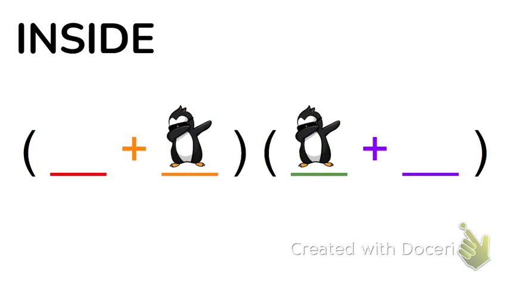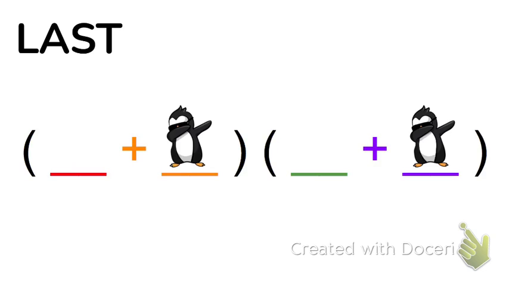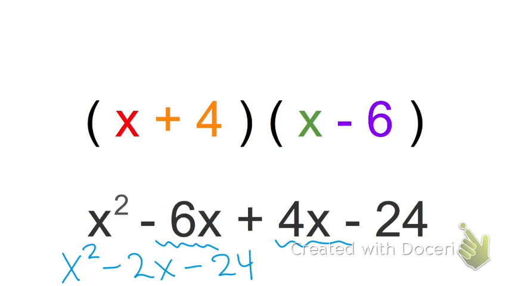Then you do the inside terms. These are the two terms in the very middle. So in this case, it's positive 4 times x is positive 4x. And then the last term, the last numbers in each set of parentheses: positive 4 times negative 6 is negative 24. Again, after you multiply, you combine your like terms. So in this case, we're left with x squared minus 2x minus 24.